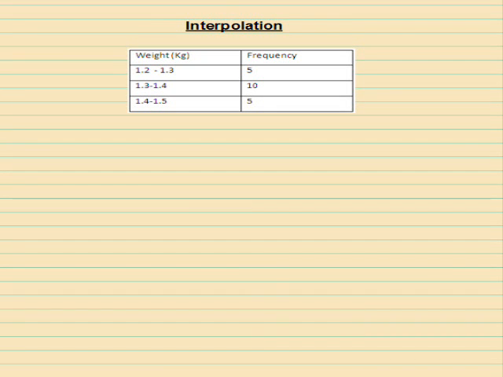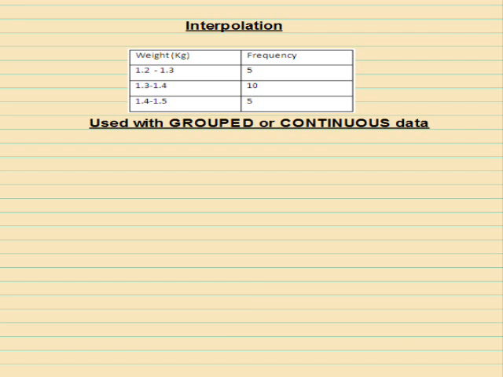Often in statistics we're asked to find the value of a piece of data at a certain position. For instance, the middle value if we're asked to find the median. However, if we're asked to do this with data that's grouped, and very frequently is, then we'll need to use interpolation. So if ever you come across grouped data, or indeed continuous data, you're going to need to use this technique.